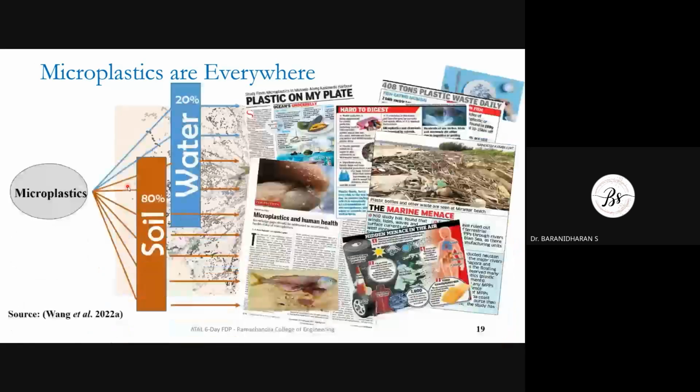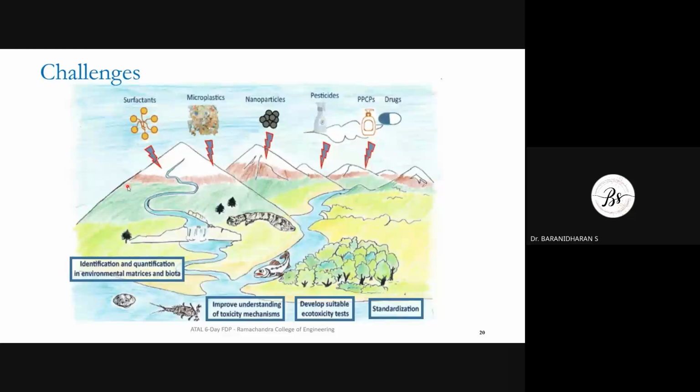As it's everywhere, I'll make a move. One such thing is again the four steps, be it disaster risk reduction. Here the challenges with respect to these pollutants are, one, how to identify and quantify them in a diverse or complex environment. That is one such thing.